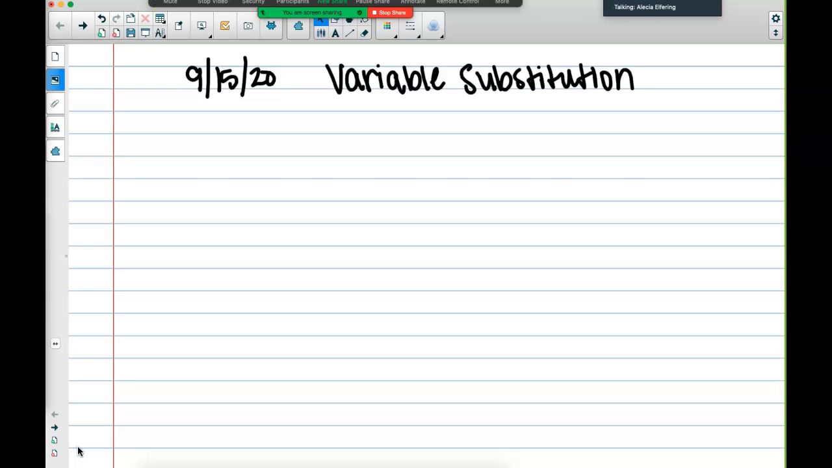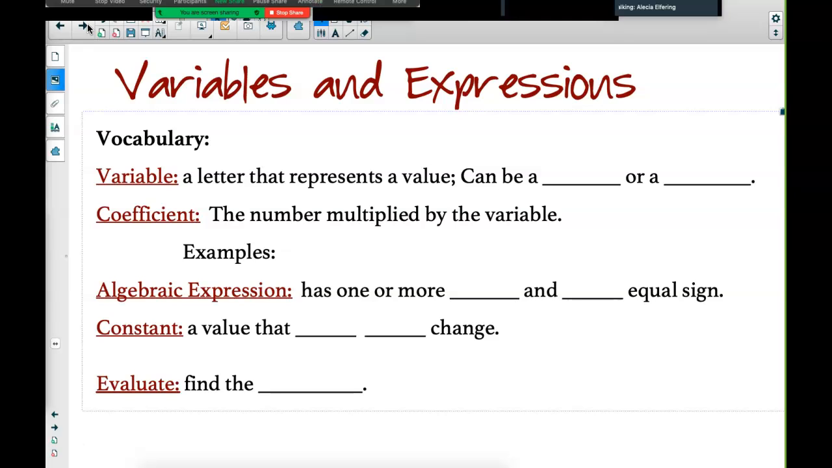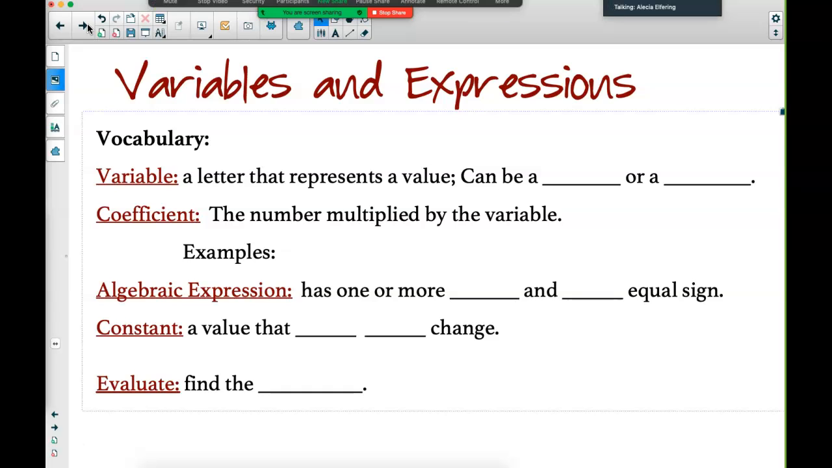Okay, so a little bit of vocab. A variable. A variable is a letter that represents a value. It can be a letter. Let's see, no, there we go. Whoa. That's not going well. It can be a letter or a symbol.